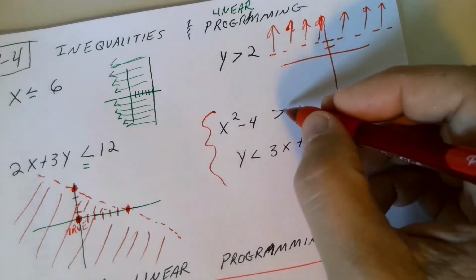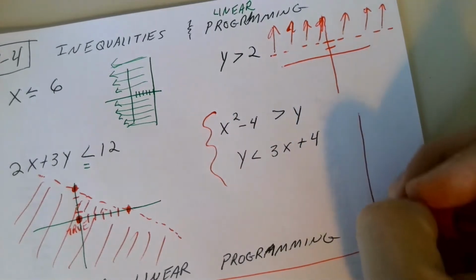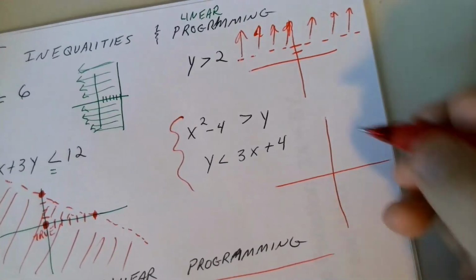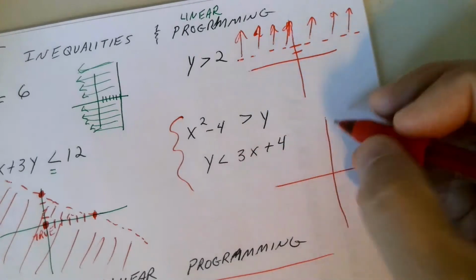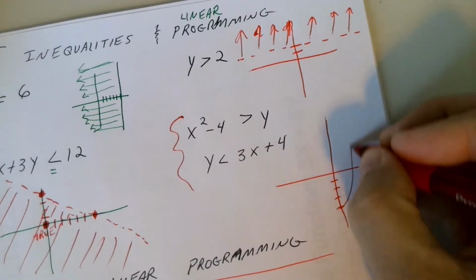So let's go here. So x squared minus 4 is greater than y. So let's try and do that one. So just a quick little sketch again. So x squared minus 4 is greater than y. So x squared minus 4, 1, 2, 3, 4. That's a parabola, right? It looks like this.